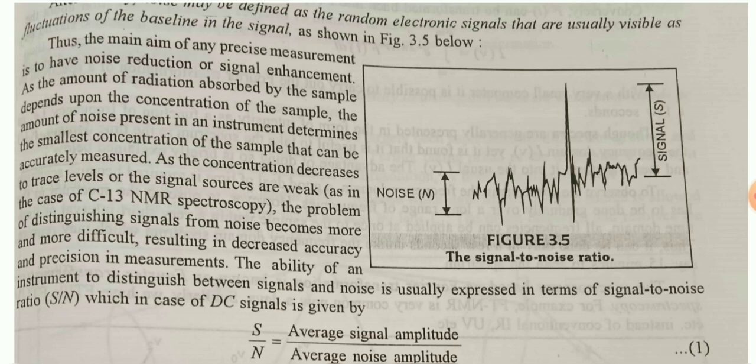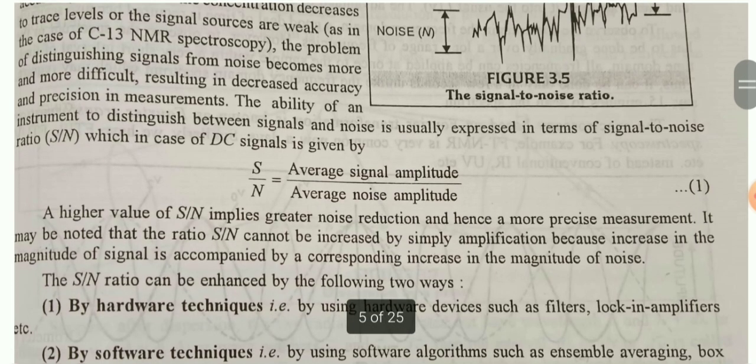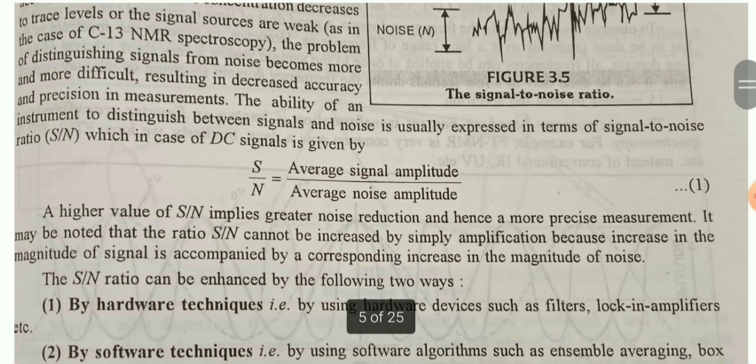The ability of an instrument to distinguish between signals and noise is usually expressed in terms of the signal to noise ratio S/N, which in the case of DC signals is given by S/N equals average signal amplitude upon average noise amplitude. A higher value of S/N implies greater noise reduction and hence a more precise measurement. It may be noted that the ratio S/N cannot be increased by simply amplification, because an increase in the magnitude of signal is accompanied by a corresponding increase in the magnitude of the noise.